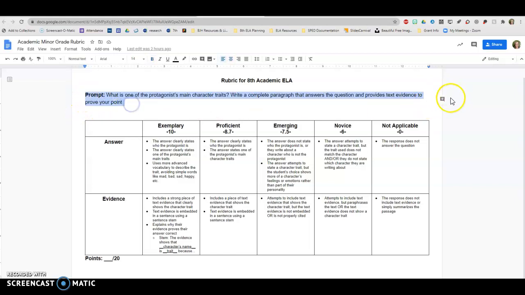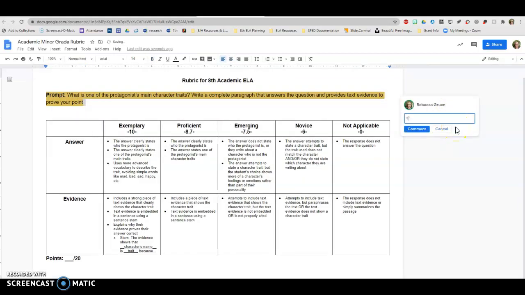So if I think about my prompt, it's asking me to do really three things. I need to identify the protagonist. Then I need to identify their main trait. And finally, I need to find text evidence that proves their trait. So those are the three things I have to remember to do today. And when I'm doing my writing, I make sure I have all three of these things in the paragraph.